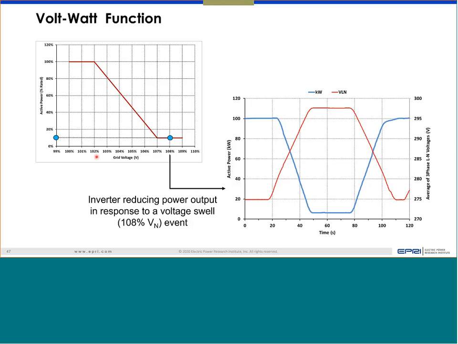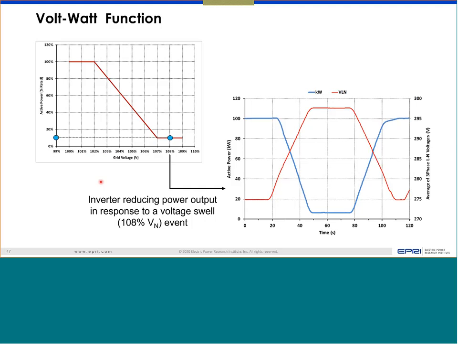Because once the inverter shuts down, it has to go through the 5-minute waiting period and then come back, and it may still see high voltage. So this is kind of the alternative to the shutdown, as long as you are not setting the power reduction at something very close to nominal voltage.